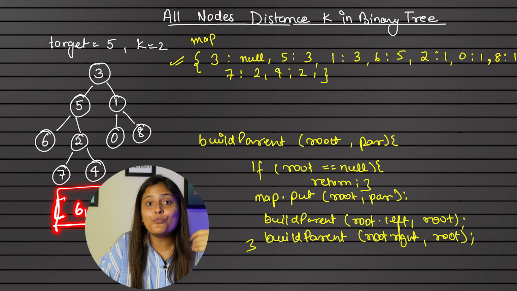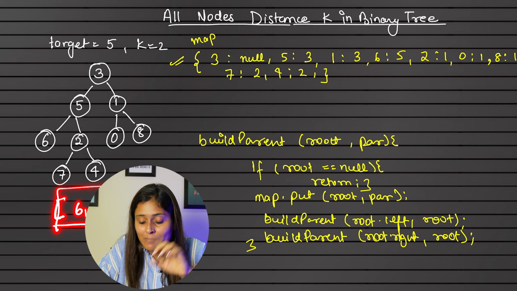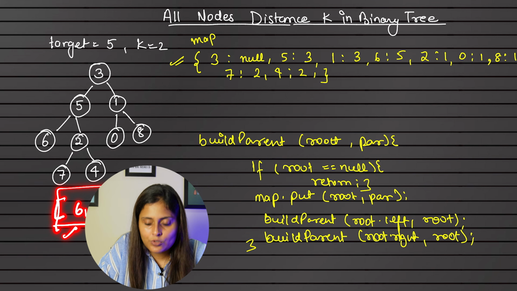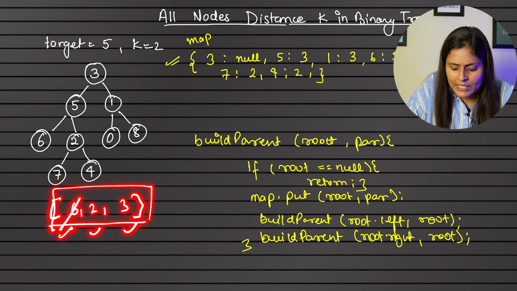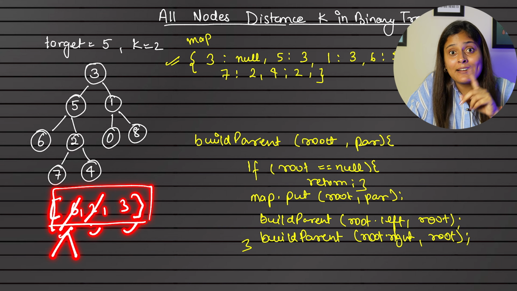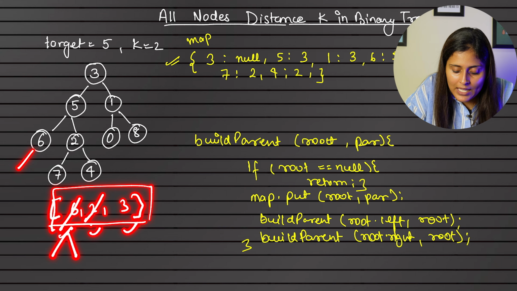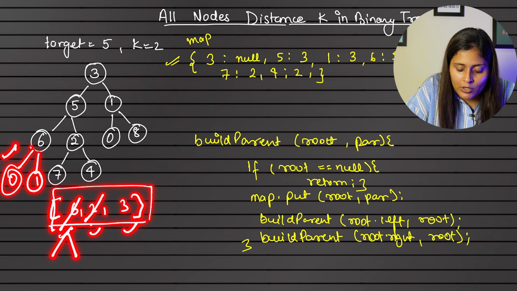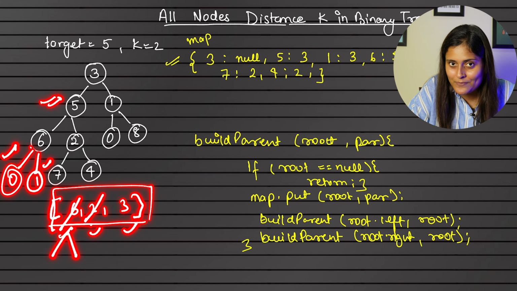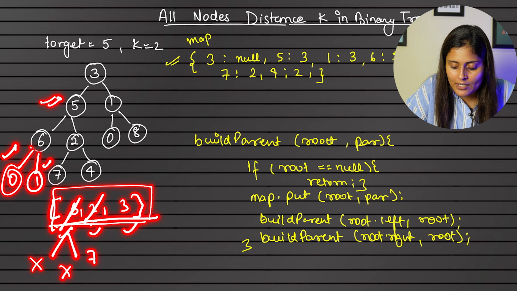But wait, we have to go for distance 2. So it means we have to travel 1 distance again from all these nodes. Correct? So we'll pop this and then we'll get their left and right children. For 6, we don't have any children. Now we'll pop 2 and get their left and right children. Suppose 6 had children, say 0 and 1. Don't you think 0 and 1 would also be considered children at distance 2 from the node 5? That is why whatever we have stored, we have to pop 1 by 1 and get their children. So 6 does not have any children. 2 has children, yes, 7 and 4 we will store.